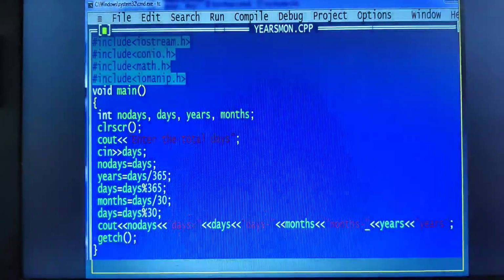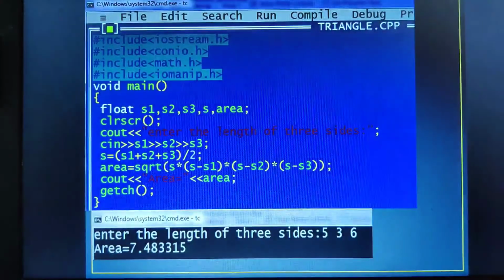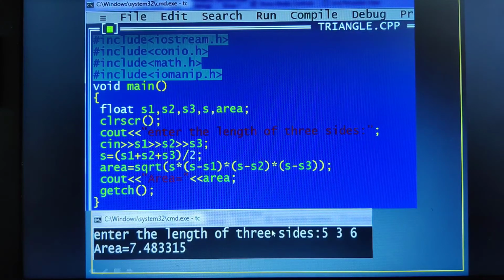Moving on to the programming example here. Here I have given what? The same, that is 5, 3, 6. So wherever there is S1 it is replaced with 5, S2 has the value 3, and S3 has the value 6. So after the calculation I got the answer as 7.483315. I hope students you are able to understand.